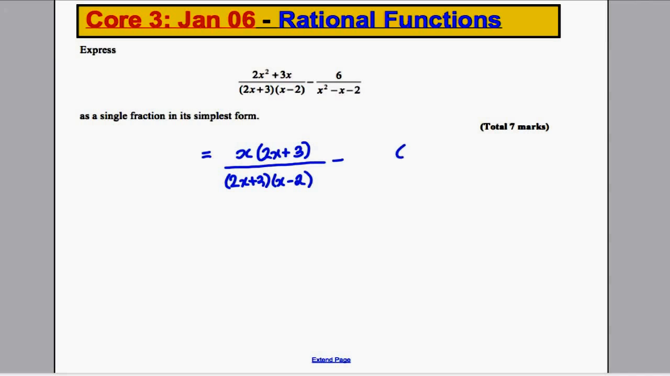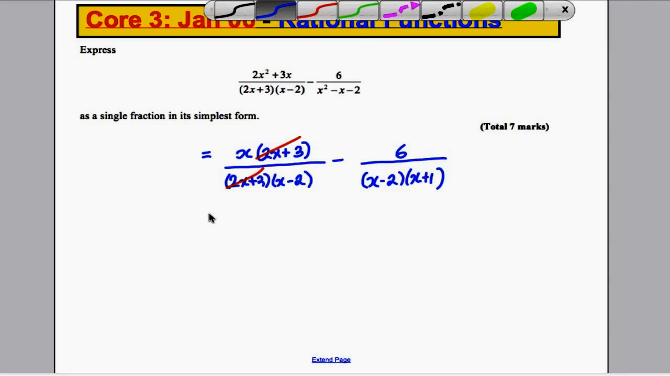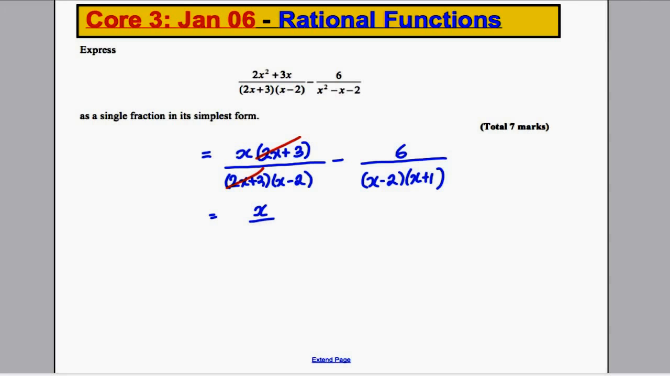And we're subtracting 6 over this here, x squared minus x minus 2 factorises to x subtract 2, x plus 1. Right, anything come to light here? Well, look. The 2x plus 3s cancel. And we have ourselves the following. x over x subtract 2 subtract 6 over x plus 1.